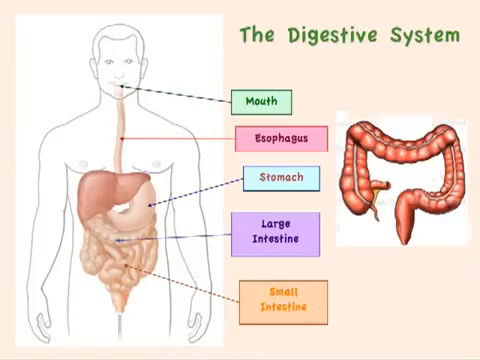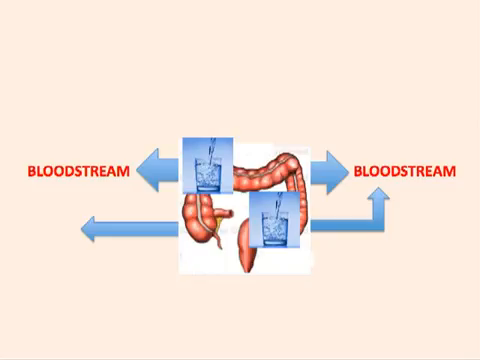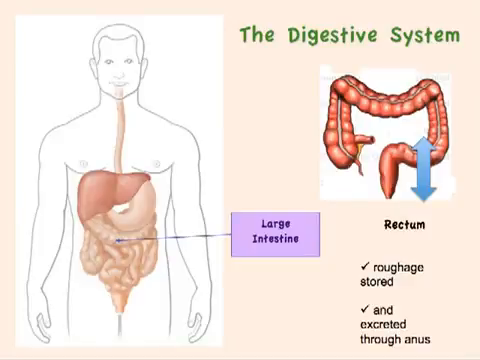Food that is not fully digested passes into the large intestines, which are about 5 feet long. Water is reabsorbed into the bloodstream here. The last few inches of the large intestine is known as the rectum. This is where undigested food and other roughage from the body is stored, until it is excreted as feces through the anus.